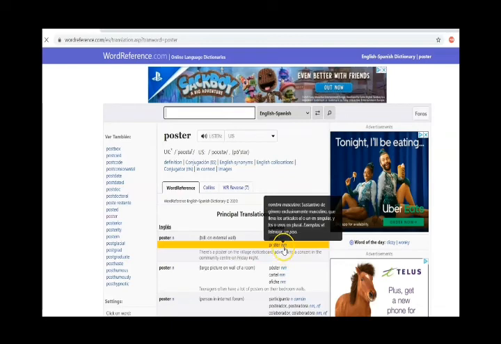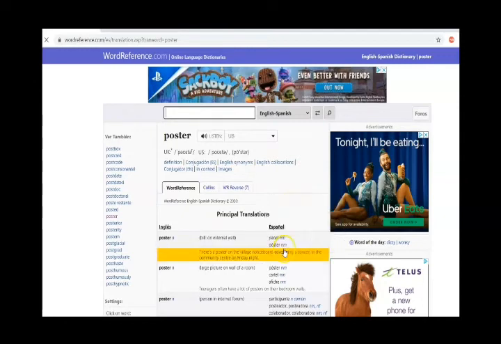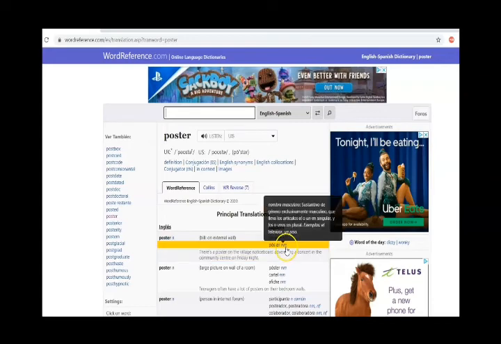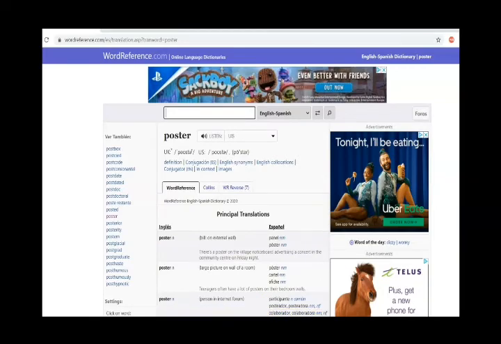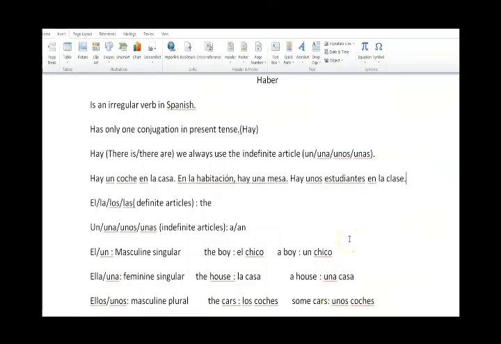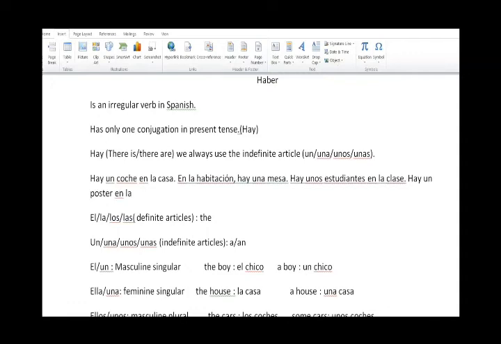Now, if you look with the word, it says nombre masculino. So this tells me whether that noun is masculine: nombre means noun, and masculino means masculine. So it is a masculine singular noun. That means the article of this noun is el. So if I want to say there is a poster in the class, I can say: hay un poster en la clase.